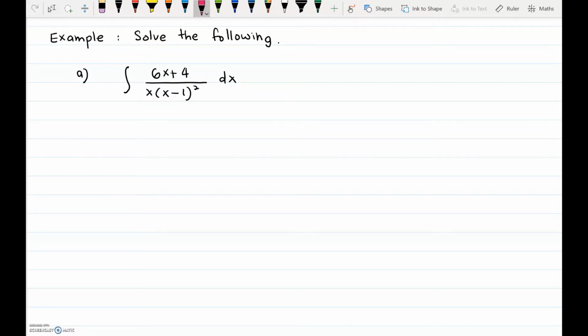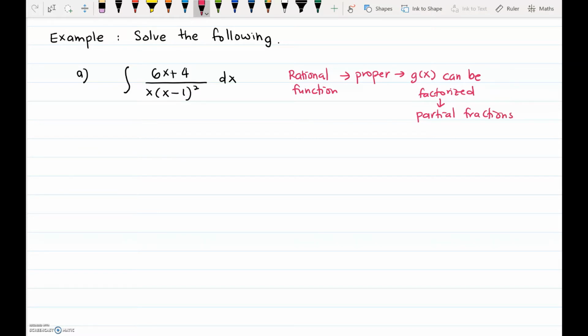Firstly, you have to identify the type of your function. It is a rational function, and it is a proper rational function. Continue next, we have to identify the denominator. Since it is written in the form of factors, we say that g(x) can be factorized. So if g(x) can be factorized, we have to use partial fractions.